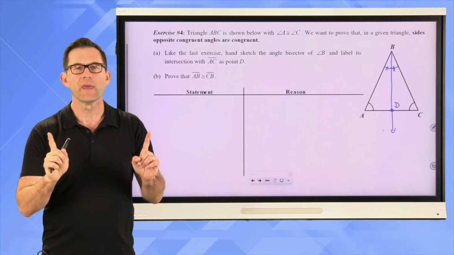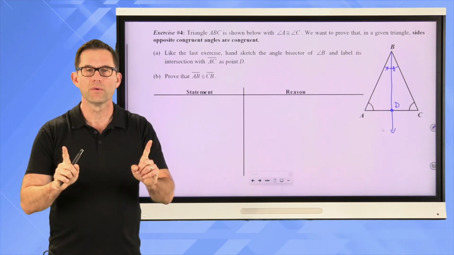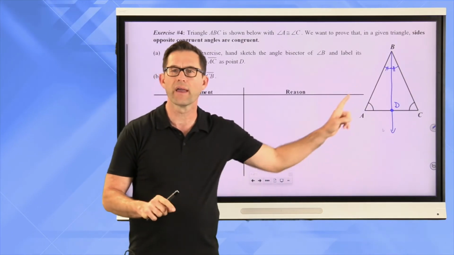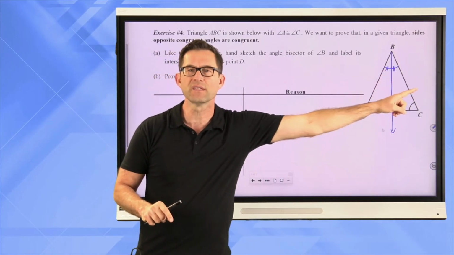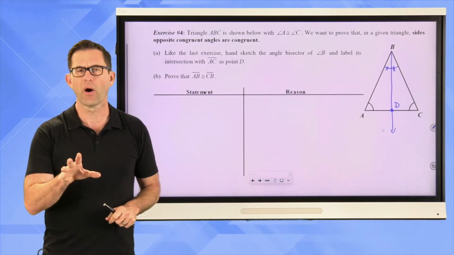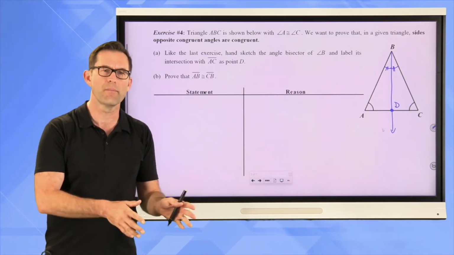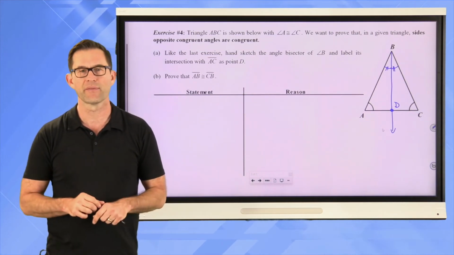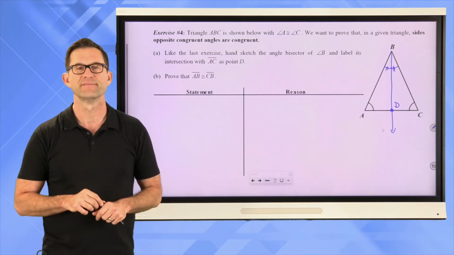Okay? So yet again, I want you to pause the video and think about your strategy. Now remember, your last line should be AB and CB are congruent to each other. So how are we going to get there? So just pause the video, think about your strategy. We'll come back, talk about the strategy, then we'll have you work on the proof, then we'll come back and talk about the proof. Pause the video now.